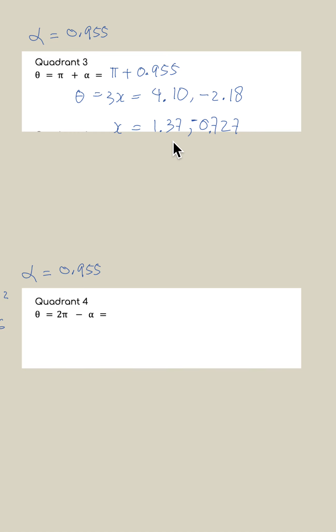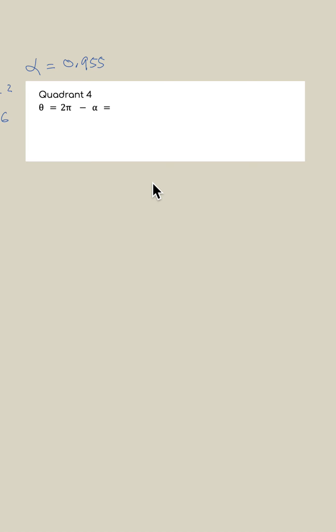And last one, quadrant 4. Theta is equals to 2 pi minus alpha. So we apply it here, 2 pi minus 0.955. Theta, which is equals to 3x, will be equals to, we just press calculator, 2 times pi minus 0.955, you're getting 5.33 radian.